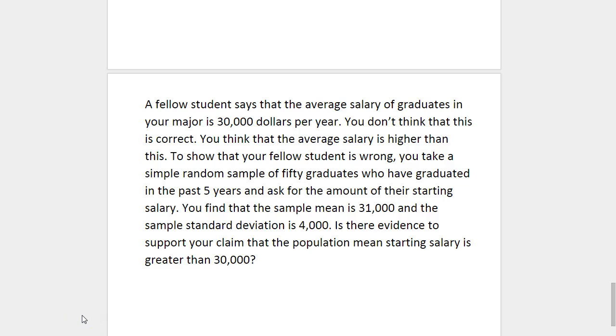A fellow student says that the average salary of graduates in your major is $30,000 per year. You don't think that this is correct. You think that the average salary is higher than this.